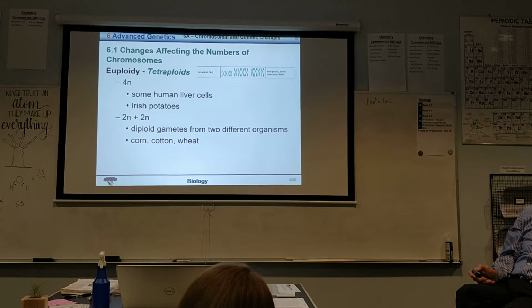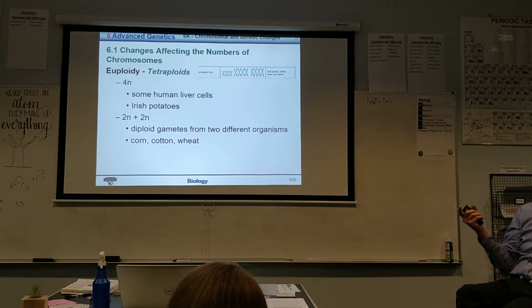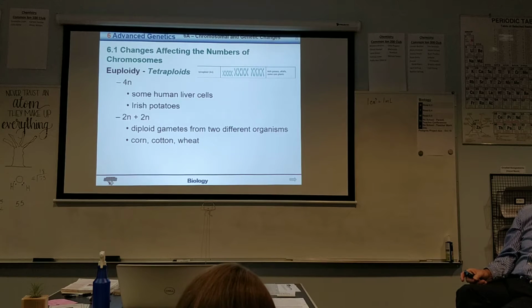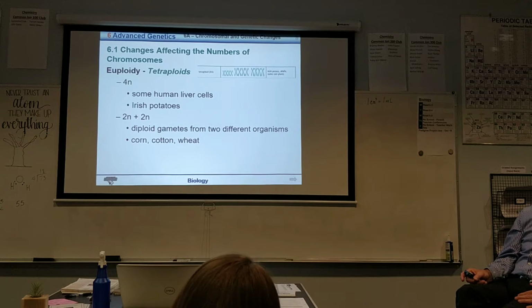Now, it turns out that Irish potatoes aren't the only ones that are tetraploid. The corn that we grow in our area is tetraploid. Cotton is another plant that's tetraploid, and wheat is also tetraploid.